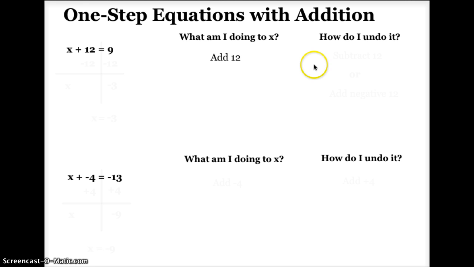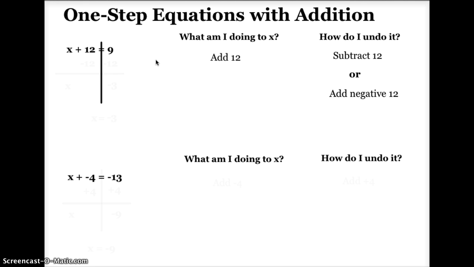Well, there's two different ways to undo adding 12. The first way is by subtracting 12, or another way to think of that is by adding negative 12. Let me show you how I use that to solve this problem. The first thing I do whenever I solve equations is I make an x through the equal sign. That tells me whatever I do on one side of the equal sign, I have to do the same thing on the other side of the equal sign.